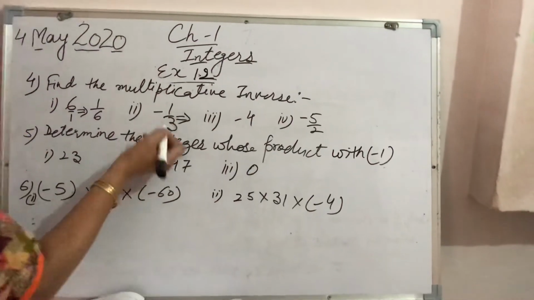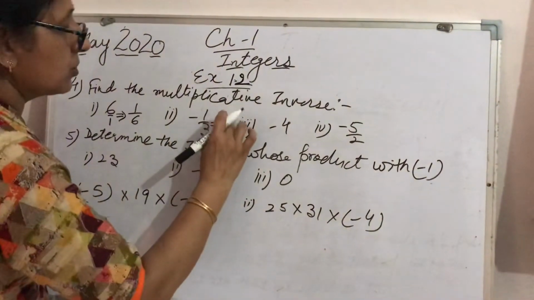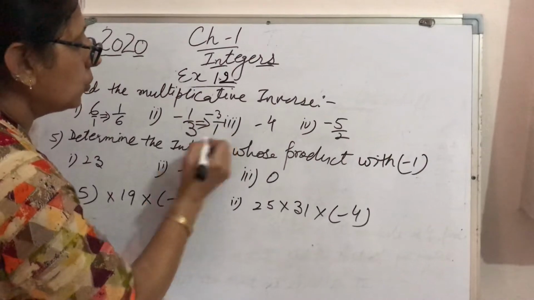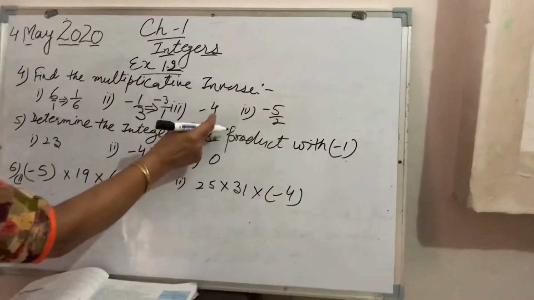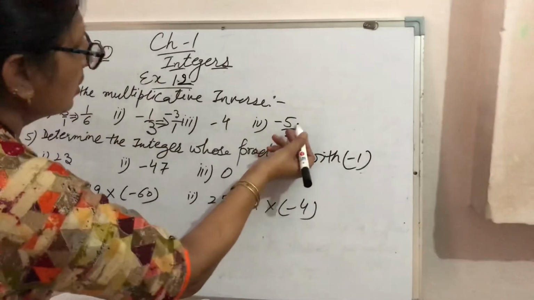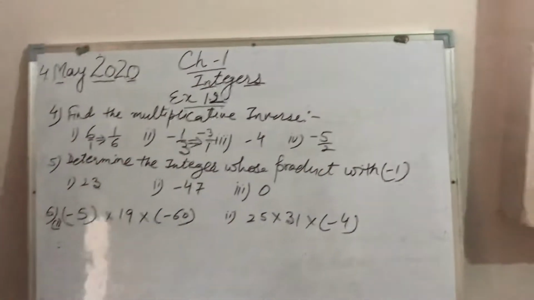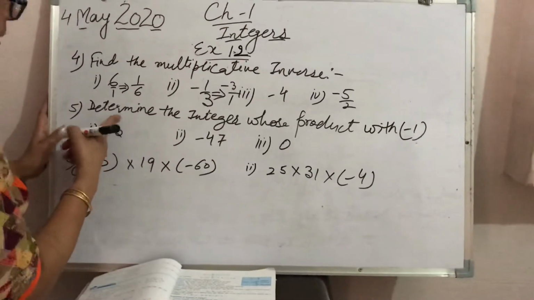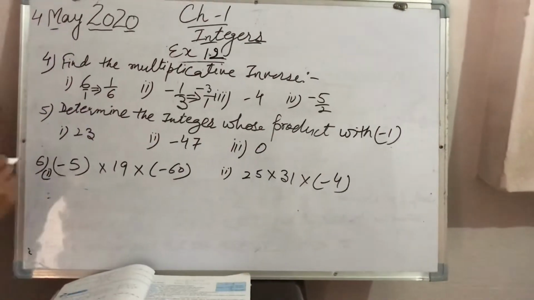Same as, 1 by 3 minus 1 by 3. The minus will remain as it is, no need to change the sign. So 1 by 3 changes into 3 by 1. Same as minus 4, we can take 1 as the denominator, so minus 1 by 4, and minus 5 by 2 will be minus 2 by 5. So complete this question.